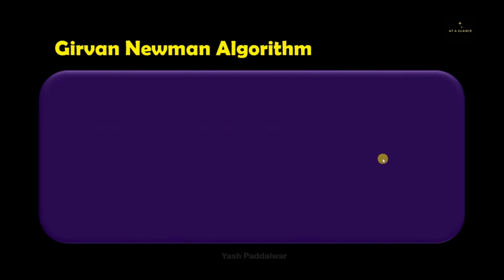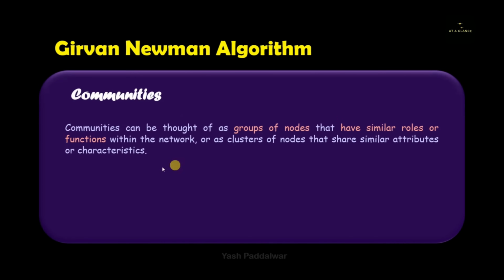Now, what is this community? Let's see that first. This is the definition of communities. Communities can be thought of as a group or collection of nodes that have similar roles or functions inside a given network. That means those groups of nodes which work for a particular task or whose functioning is similar to each other, that group of nodes is called a community. They share the same characteristics or attributes. To identify a community is an important task, and for identifying those communities, we require this Girvan Newman algorithm.